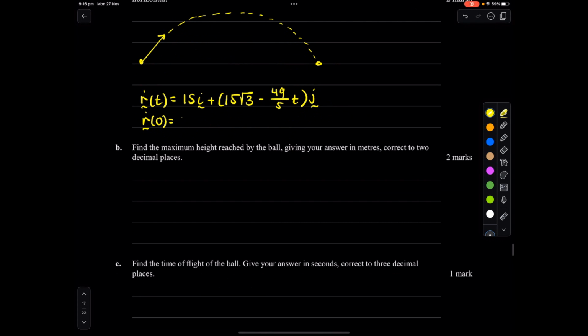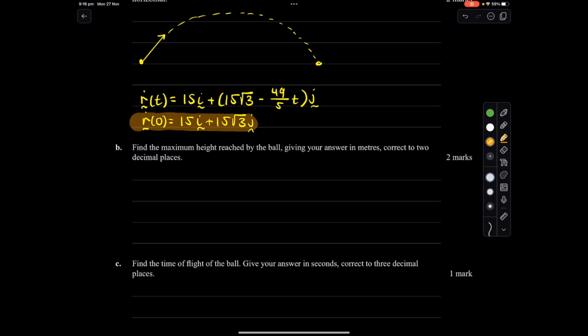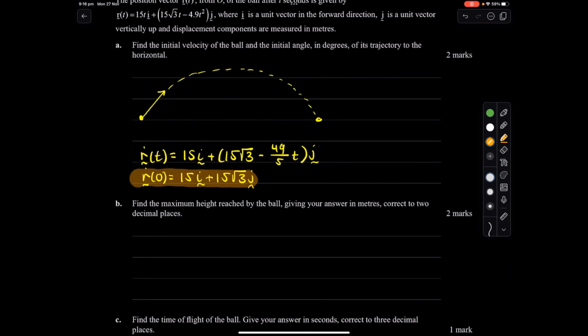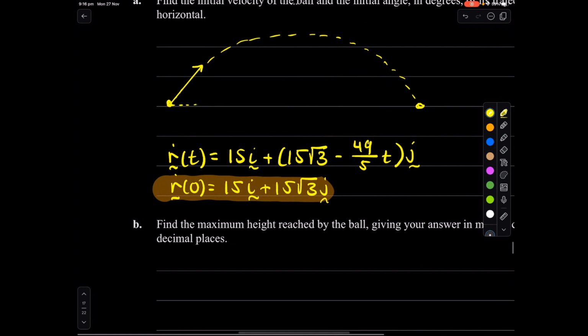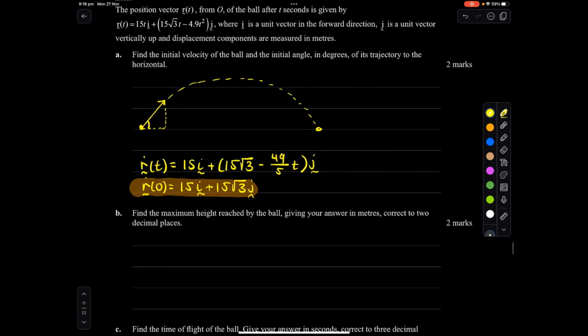So it's 15i plus 15 root 3j. That's it. That's your initial velocity, and we also want to find the initial angle. Okay, think about it. So if this is your initial velocity, we break this down into components. This is the angle we want from the horizontal.